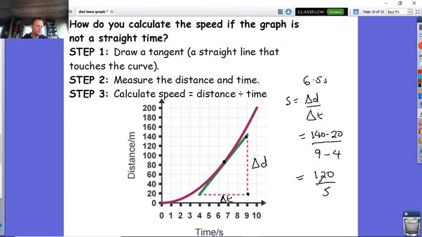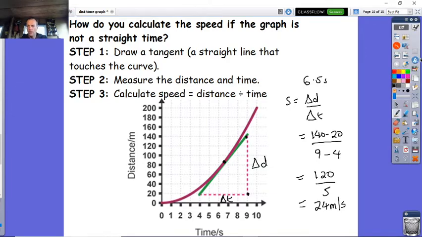And then what you do is you bung that in your good old calculator. You take your 120, you divide it by your 5, and we all know that is equal to 24 meters per second. Okay, so that's how you work it out. So I'll repeat that one there. What you do is you look at your triangle, you take your 140 minus your 20, you get your 120, and then you take your 9 minus 4. What you do then is you work out your speed from there.